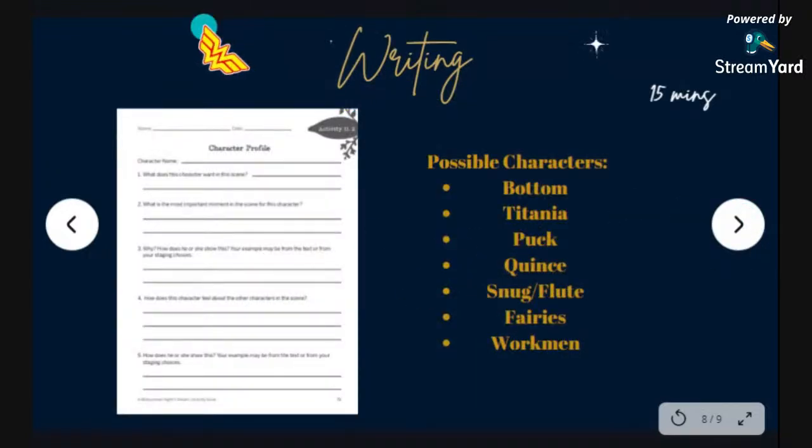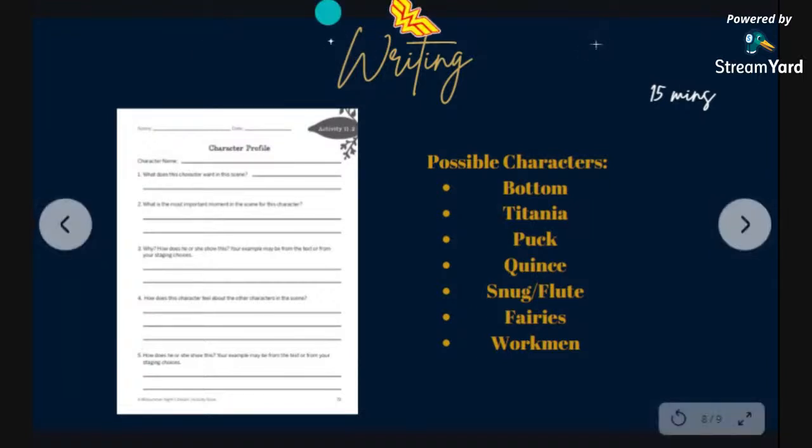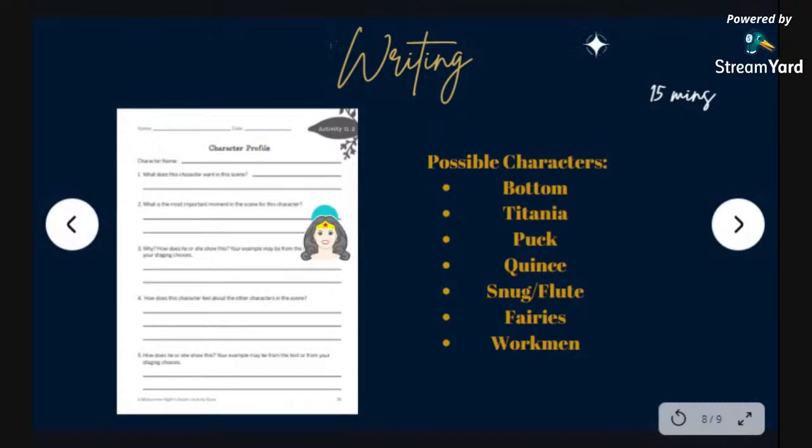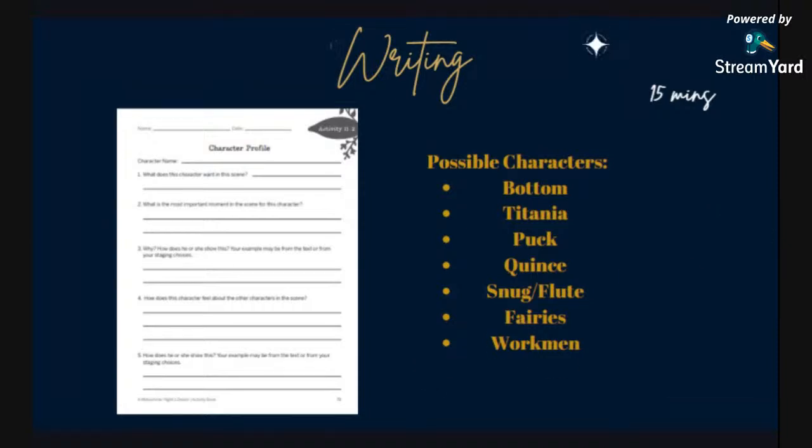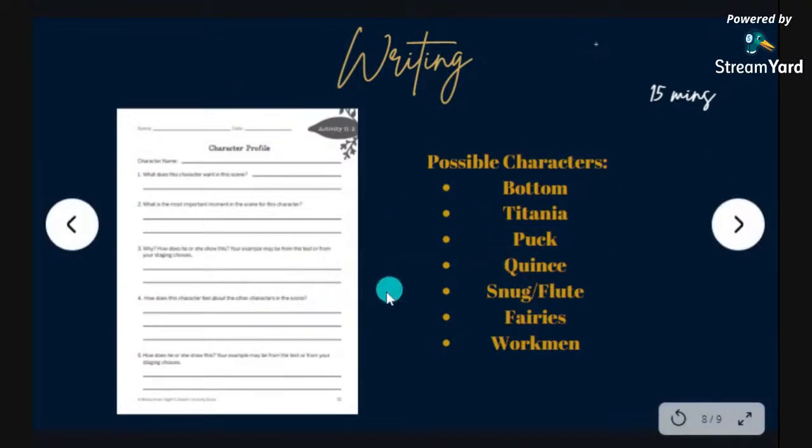Okay, after performances, they're going to move on to writing for 15 minutes. For writing, students will turn to activity page 11.2 to create a profile for the character they played, or in the case of smaller parts, their character group, for example, fairies and workmen. Students who served only as directors may profile any character in their mini scene. Okay, and this activity can also be done before their performances.